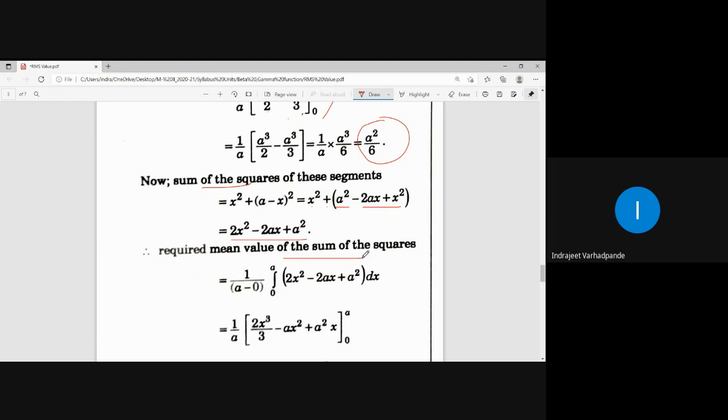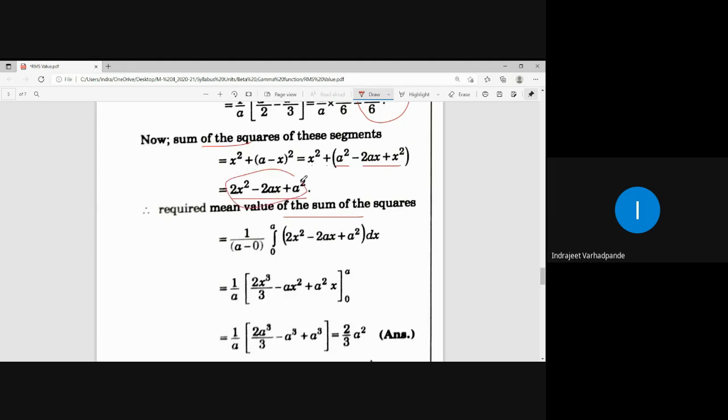The required mean value is, this is your function whose mean value is to be calculated. So it will be 1 upon a minus 0, integral 0 to a, 2x square minus 2ax plus a square, whole dx. Integrate it: 2 into x cube by 3 minus 2a x square by 2. 2 is getting cancelled.